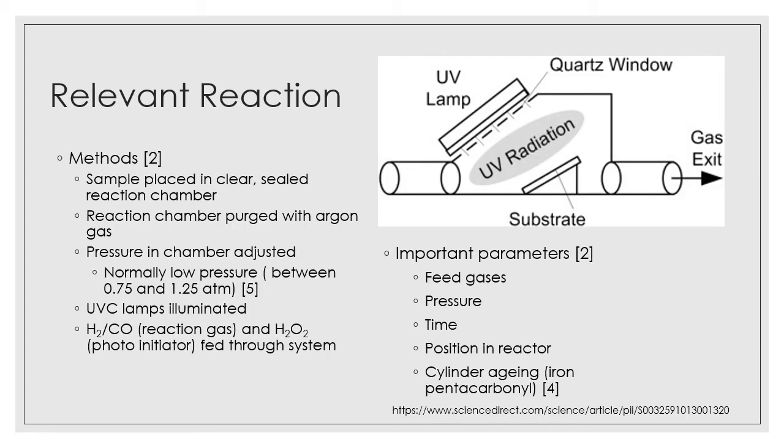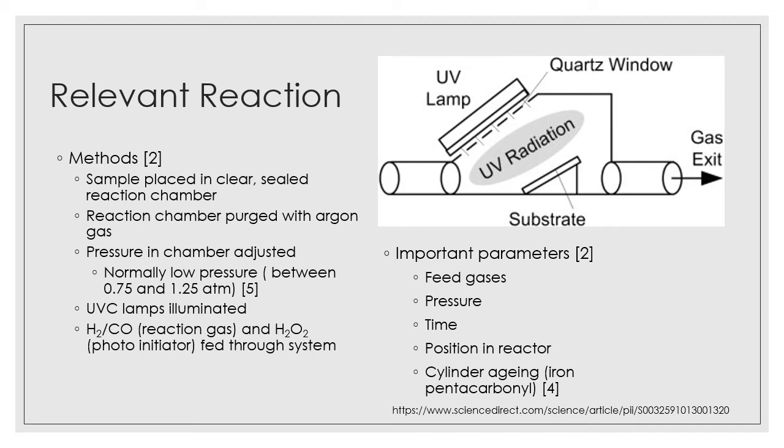So the reaction that is relevant to my work is fairly simple. First, a sample is placed in a clear sealed reaction chamber. The reaction chamber is purged with an argon gas and the pressure inside the chamber is adjusted. Positive or negative pressure can be used, and it generally varies between 0.75 and 1.25 atmosphere. UVC lights are then switched on, and a hydrogen-carbon monoxide mixed reaction gas, called syngas, and a hydrogen peroxide photoinitiator are fed through the system. The system is then allowed to run for a set period of time.